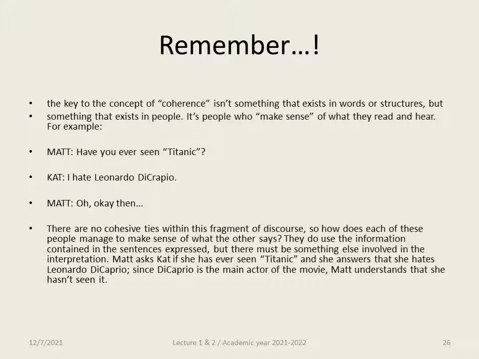So, Matt: "Have you ever seen Titanic?" Kat: "I hate Leonardo DiCaprio." Matt: "Oh, okay then." There are no cohesive ties within this fragment of discourse. So, how does each of these people manage to make sense of what the other says? They do use the information contained in the sentences expressed, but there must be something else involved in the interpretation. Matt asks Kat if she has ever seen Titanic, and she answers that she hates Leonardo DiCaprio. Since Leonardo DiCaprio is the main actor of the movie, Matt understands that she hasn't seen it. Okay? So there are no cohesive ties within this fragment of discourse or this conversation, but we can see coherence there. We can see that there is a kind of meaning entailed in this conversation.